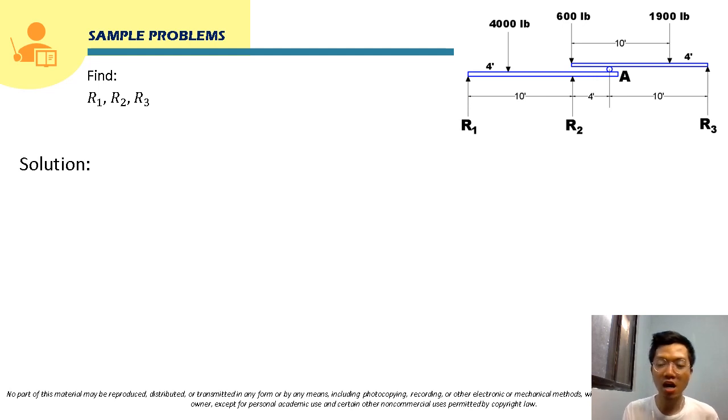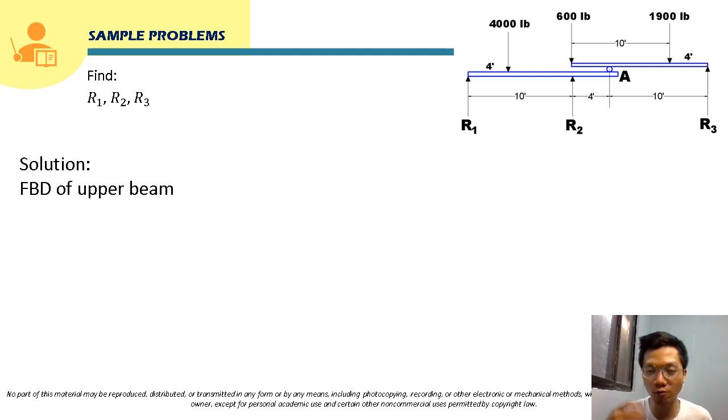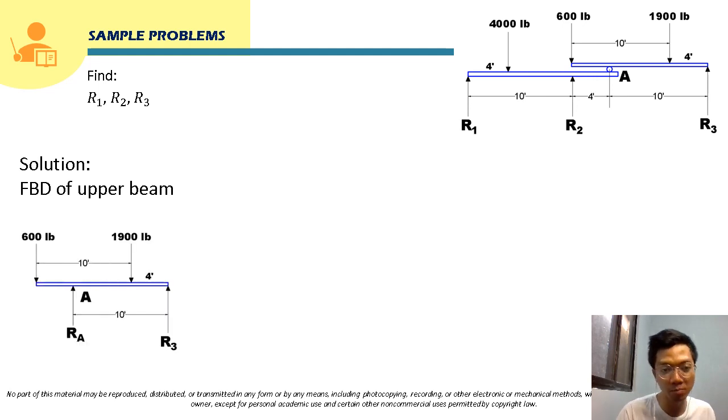So again, for our solution, let's construct first the free body diagram of the upper beam. So this will be the free body diagram. This is the upper beam. Again, this is supported by R3 at this side, no? And at point A, it is supported by a roller, so it will provide RA, no? So we will name that reaction force as RA. From here, we can actually solve for RA and R3.